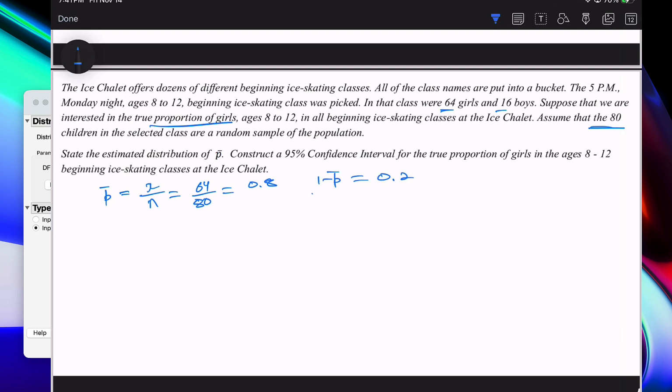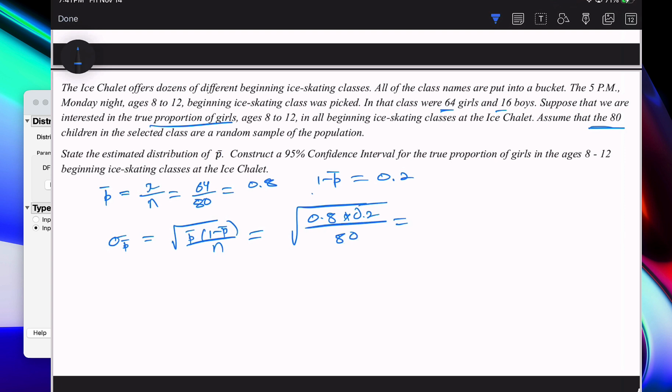So now we have to construct a confidence interval of 95%. So what we can first do is calculate the standard error of the proportion, and this is given by the square root of p bar times 1 minus p bar divided by n. So in our case, it would be 0.8 times 0.2 divided by 80, and then the square root of that.